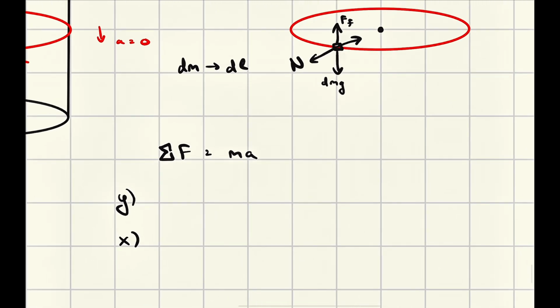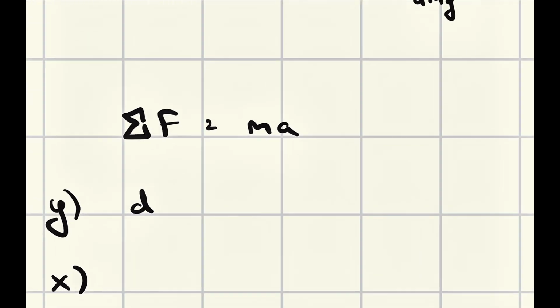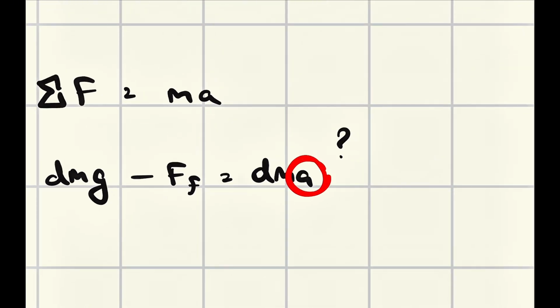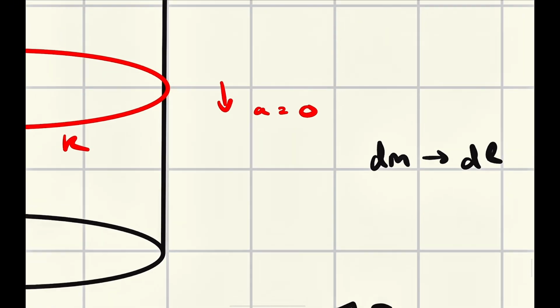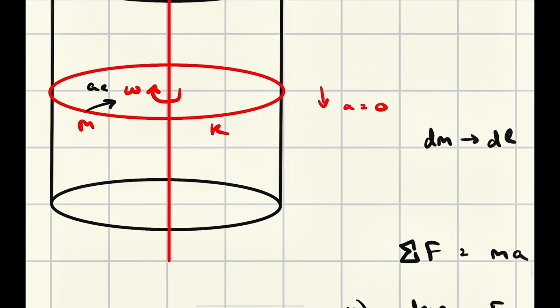For the vertical axis, we definitely know that dmg is pulling us downwards and friction force is opposing us, and this might be dma. But there is a problem. What is the problem? As I've said before, this acceleration is 0. Why is acceleration 0? Because it just starts. It's going to accelerate downward, but it still didn't. It is at the very last moment, where it's going to slip.